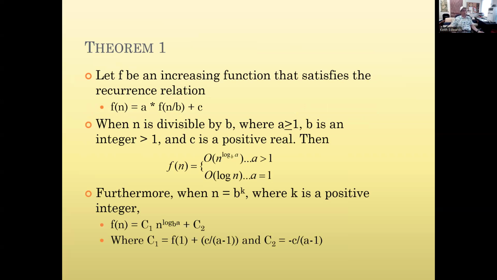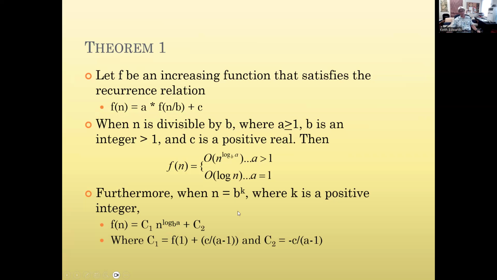When n is divisible by b, a is greater than 1, b is an integer greater than 1, and c is a positive real, then f of n will fall into O of n to the log base b of a, or O of log n when a is equal to 1. And when n is equal to b raised to k, where k is a positive integer, f of n is given by c1 n to the log base b of a plus c2, and we have the formula for c1 and c2.